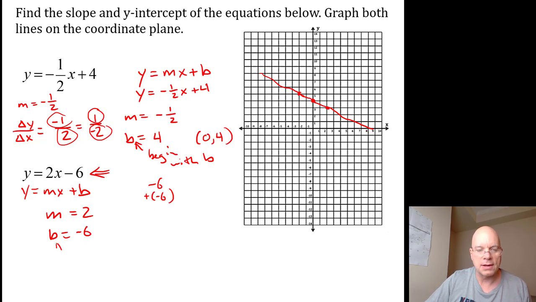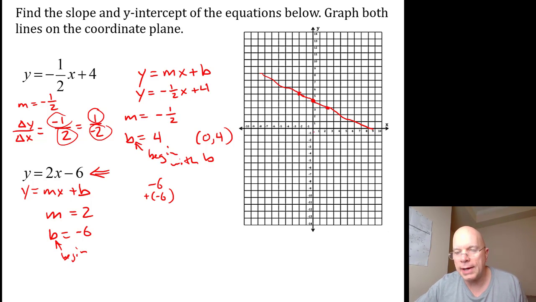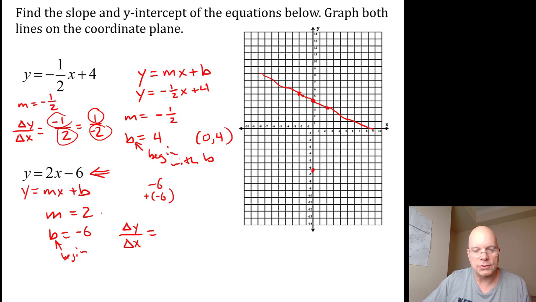So let's begin with b. Begin with the y-intercept. It intersects the y-axis at negative 6. And then let's use the slope to get a second point. Delta y over delta x equals 2. Well, it's not represented as a fraction, but we can represent it as a fraction: 2 over 1.